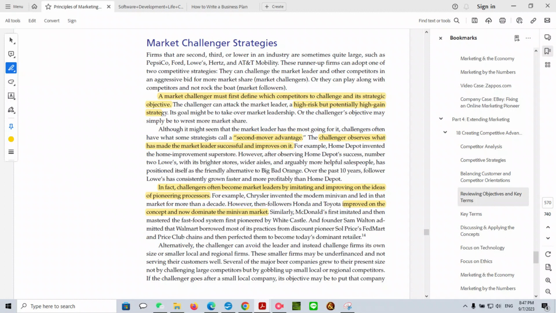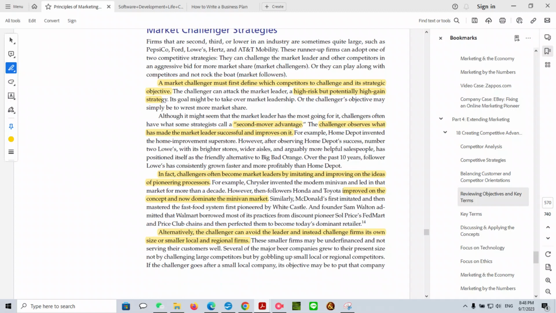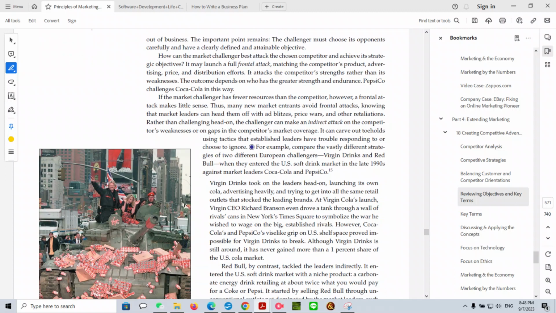Alternatively, the challenger can avoid the leader and instead challenge firms its own size or smaller, or more local or regional firms, which is the blue ocean idea. And that's what Allegiant Air did in the case example we talked about. These smaller firms may be underfinanced and not serving customers as well. Some of the major companies grew to their present size not by challenging large companies, but by gobbling up small local or regional competitors. If the challenger goes after a small local company, the objective may be to put the company out of business. The important point remains: the challenger must choose its opponents carefully and have a clearly defined, attainable objective.